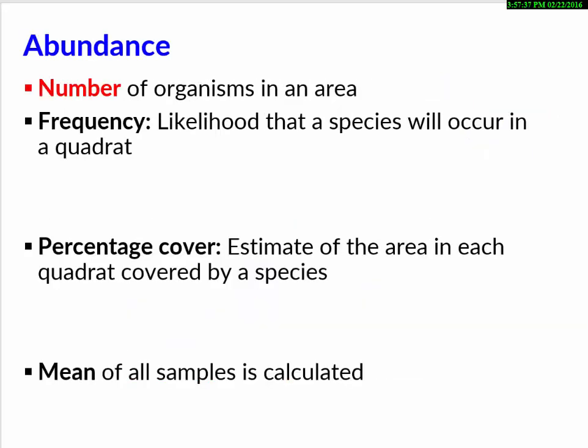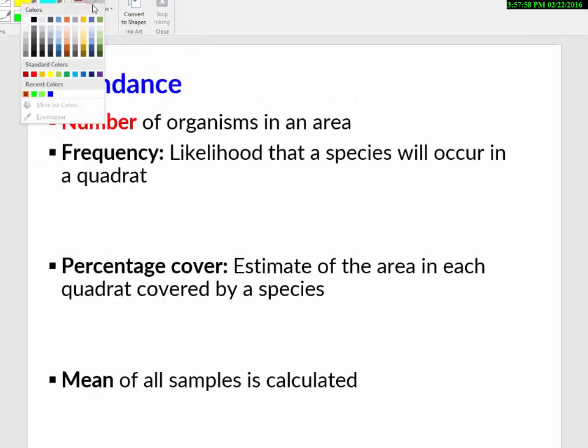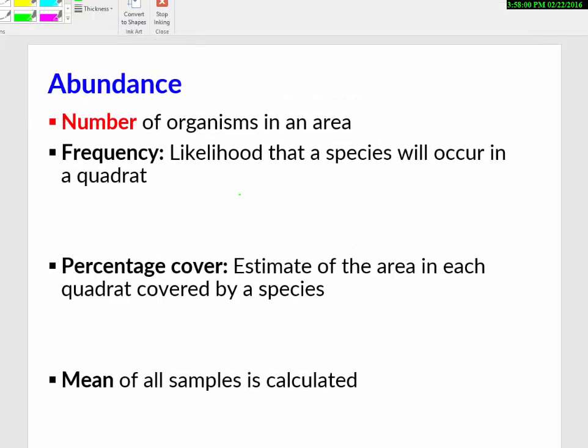And finally, we're going to talk about abundance. Now abundance is basically the number of organisms in an area, but in a lot of cases we're not going to count the number of organisms in an area because it's impossible. Like if we put a quadrat down on the grass, we can't count every single blade of grass in the quadrat. It's going to take forever.